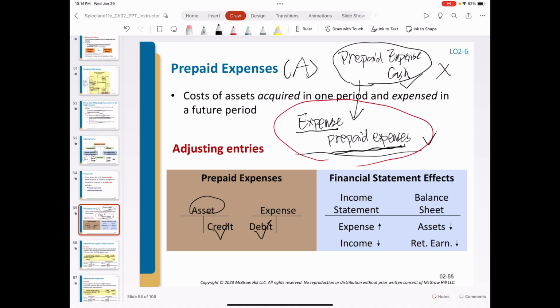The impact on the financial statements: first, because we recognize expense, the expense will go up. We assume the revenue does not change, so the income will reduce. On the balance sheet, we credit assets, so assets go down. Also, because we recognize expense, retained earnings reduce accordingly. These two are equivalent.